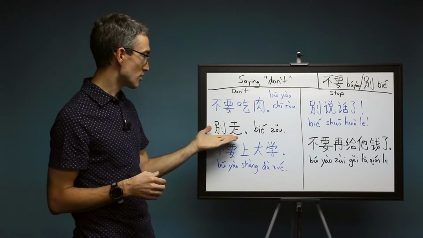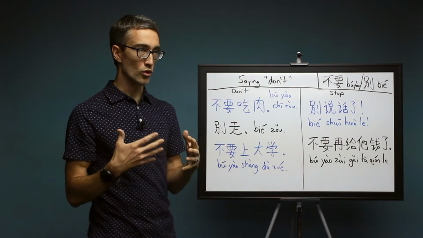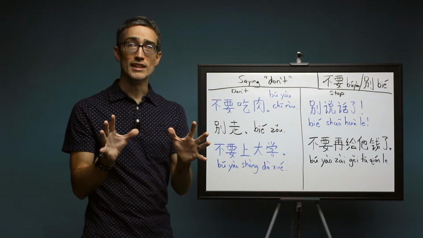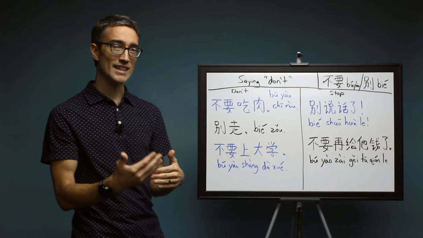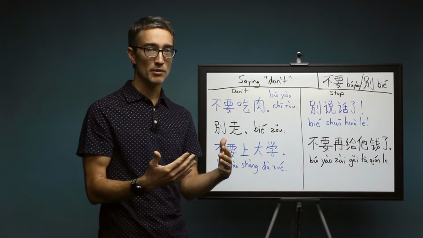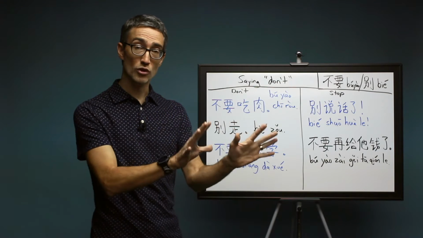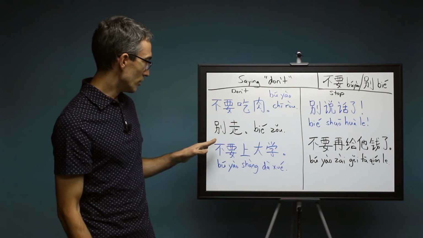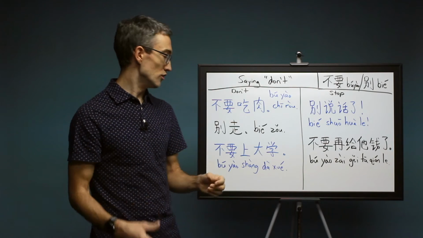Here we have 别走. 走 means to go or walk. In this case, it means leave. Don't leave. 别走. The person hasn't left yet, so you're not saying stop leaving, you're just saying don't leave. Don't do that thing you're considering doing. Or, expressing, I don't want you to do that.